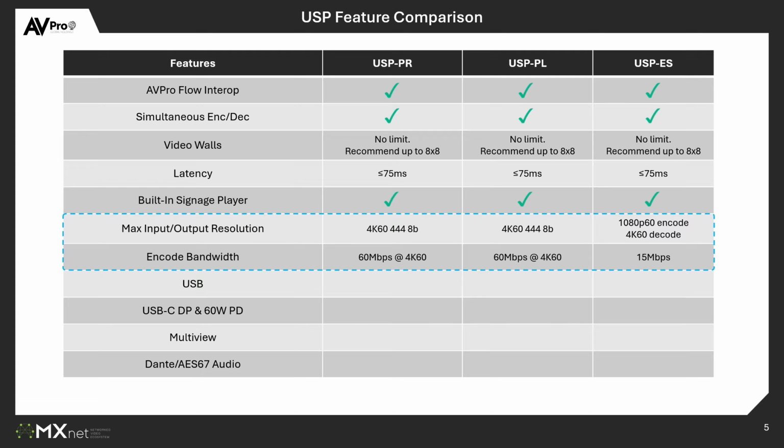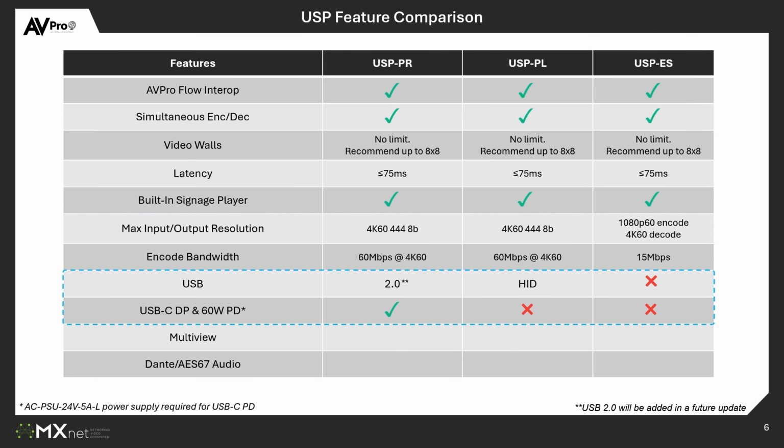Bandwidth consumption is relative to encoding resolution. So on the Pro and Plus models encoding 4K 60, it will consume around 60 megabits per second. And on the Essential, at 1080p 60, it will consume around 15. Let's jump down and talk about USB.